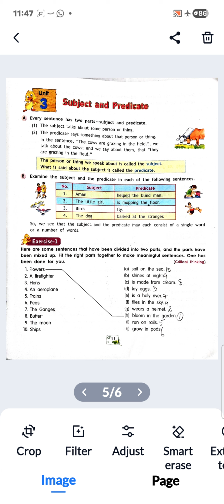Now see the examples here. Aman is the subject, help the blind man. The little girl, subject, is mopping the floor, predicate. Birds, subject, fly, predicate. The dog, subject, barked at the stranger, the predicate part. So we see that the subject and the predicate may each consist of a single word or a number of words. So in the subject there can be one word or more than one, and in the predicate also there can be one word or more than that. Clear? So you all have to revise all this.